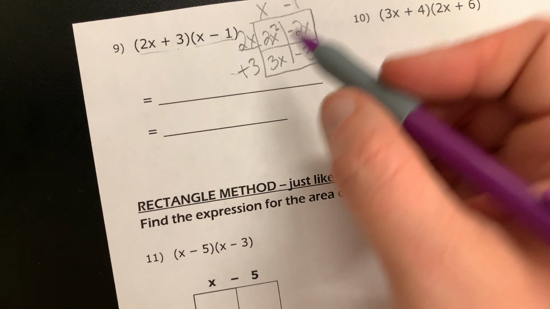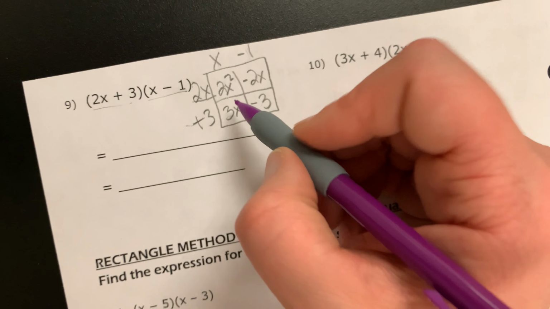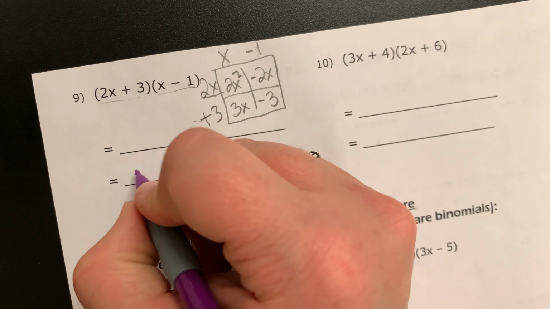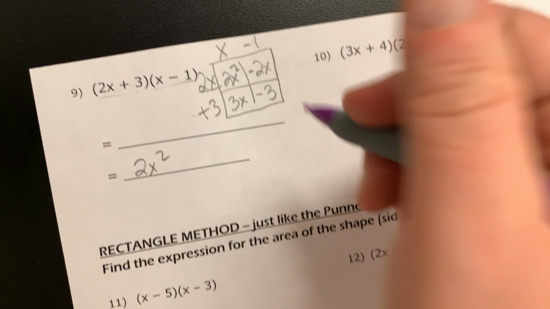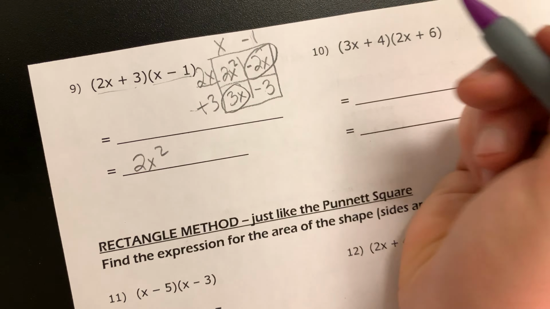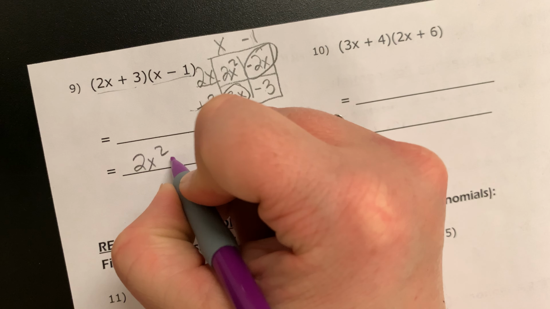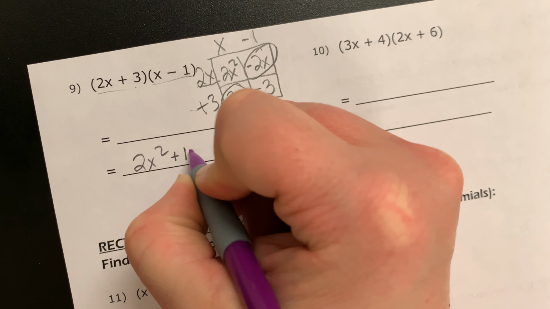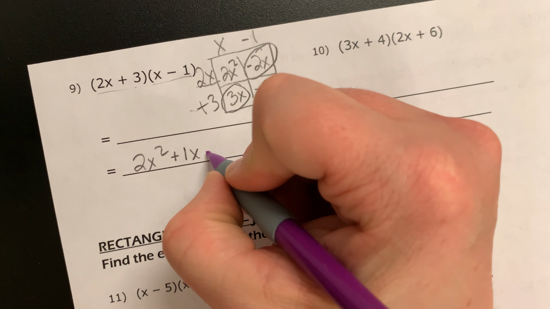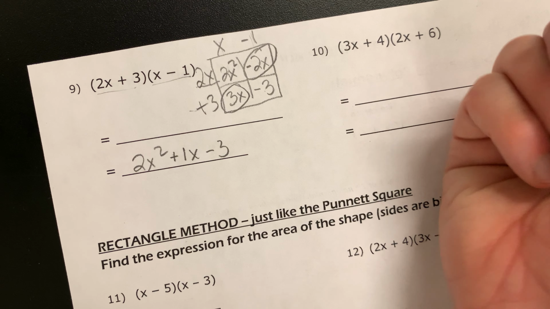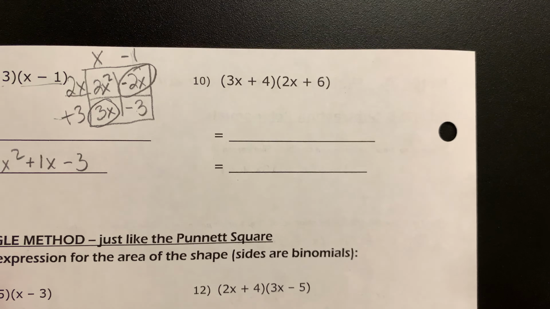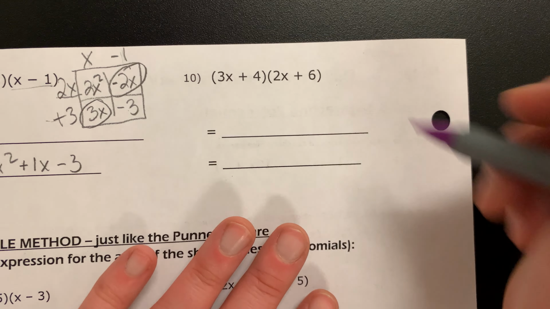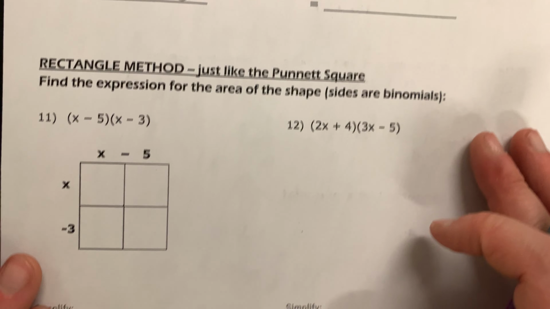Now I can rewrite them and combine what's alike. I can see there's no more x squared, so I'll put 2x squared. But I can see I have an x here and an x there. 3 minus 2 is positive 1x. And then I have no other constant, so I'm just going to bring it down. So if you like the box method, you can do the box method also. I'm going to show you again right here.